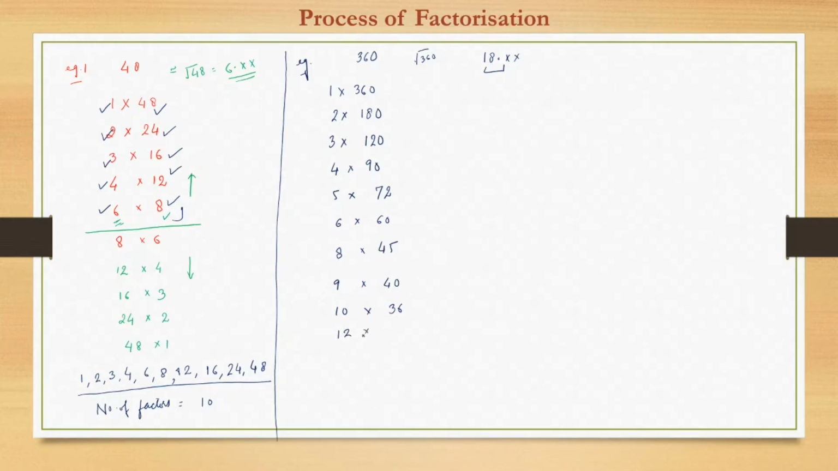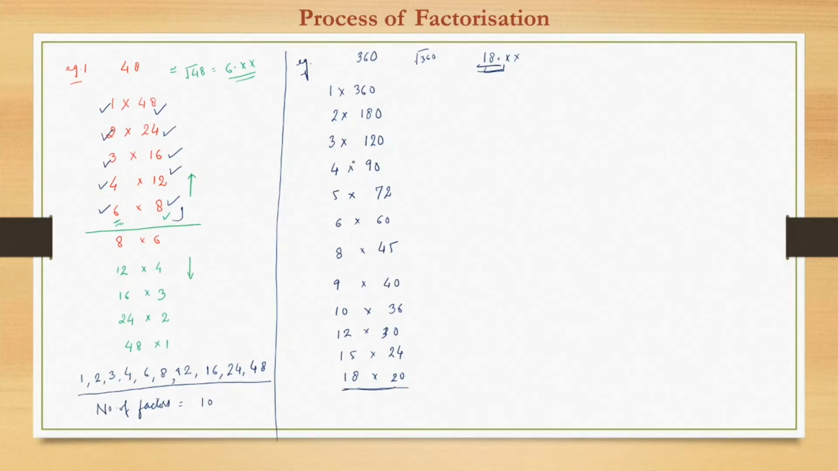By 12 we can divide. 12 into 30. And then by 15 we can divide, 24 times. Then 18, 20 times. Since we have to check up to 18 only, so 18 we check. Further we will not go. If we go, then it will be repetitive, as we saw there. After 18 it will be 20. 20 into 18, the same case we will get.